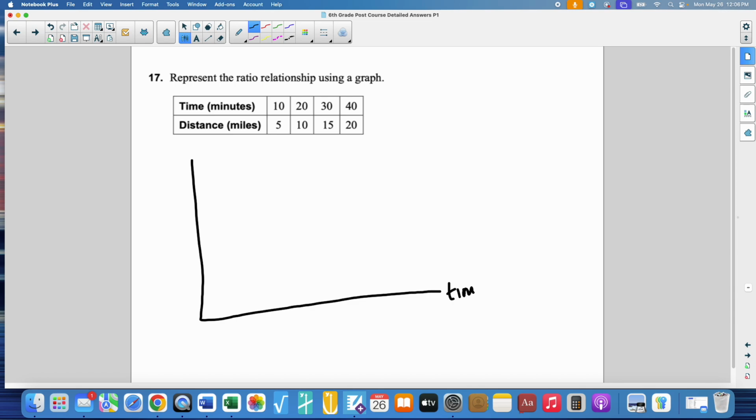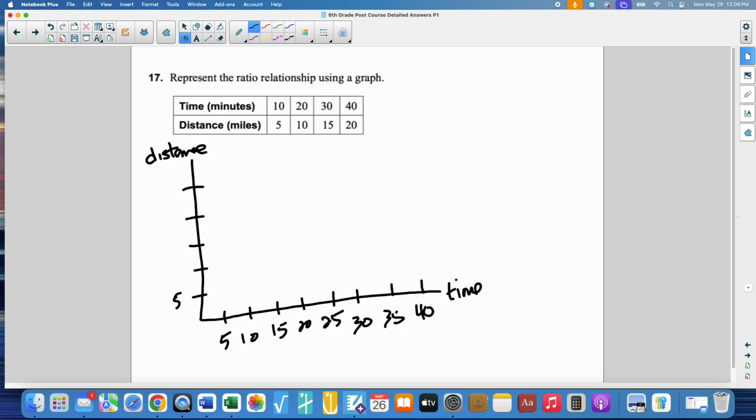So let's put time on the x-axis. Let's put distance on the y-axis. It does not matter, but we're going to have increments. So for time, we're going to do 5, 10, 15, 20, 25, 30, 35, 40. And distance is going to be the same increments, 5, 10, 15, 20, 25.